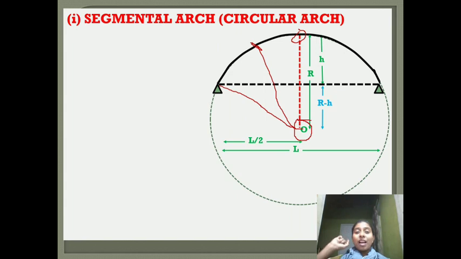The rise of the arch is taken as h. So the distance from the span to the center is r minus h, because from the center to the crown it is r and the rise is h. So from the span to the center the distance is r minus h.